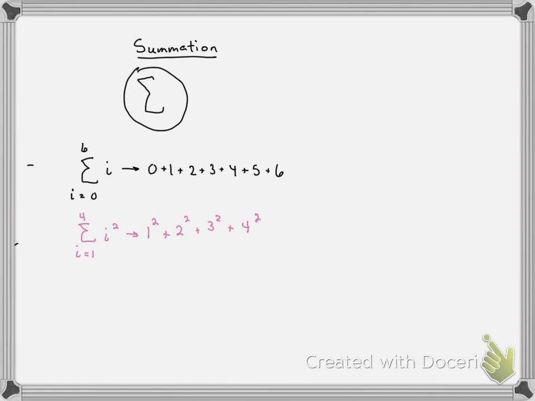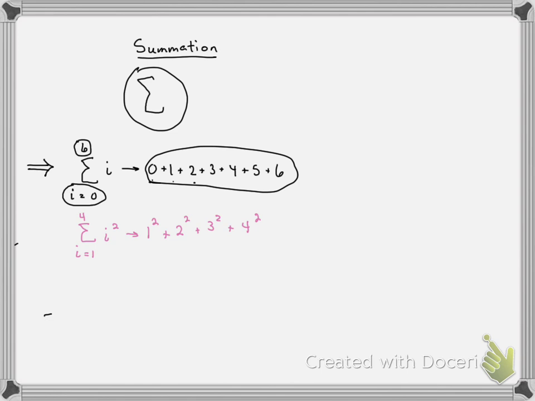For example, right here, we're looking for the sum from 0. That I there is the index. In other words, that is where you're starting, and this is where you're stopping. Start at 0, end at 6, and add up, get the sum of all of those numbers. So I means start at 0. So I would equal 0, I would equal 1, I would equal 2, all the way up to 6. And then you add those numbers together and you will get the sum from 0 to 6 of I.